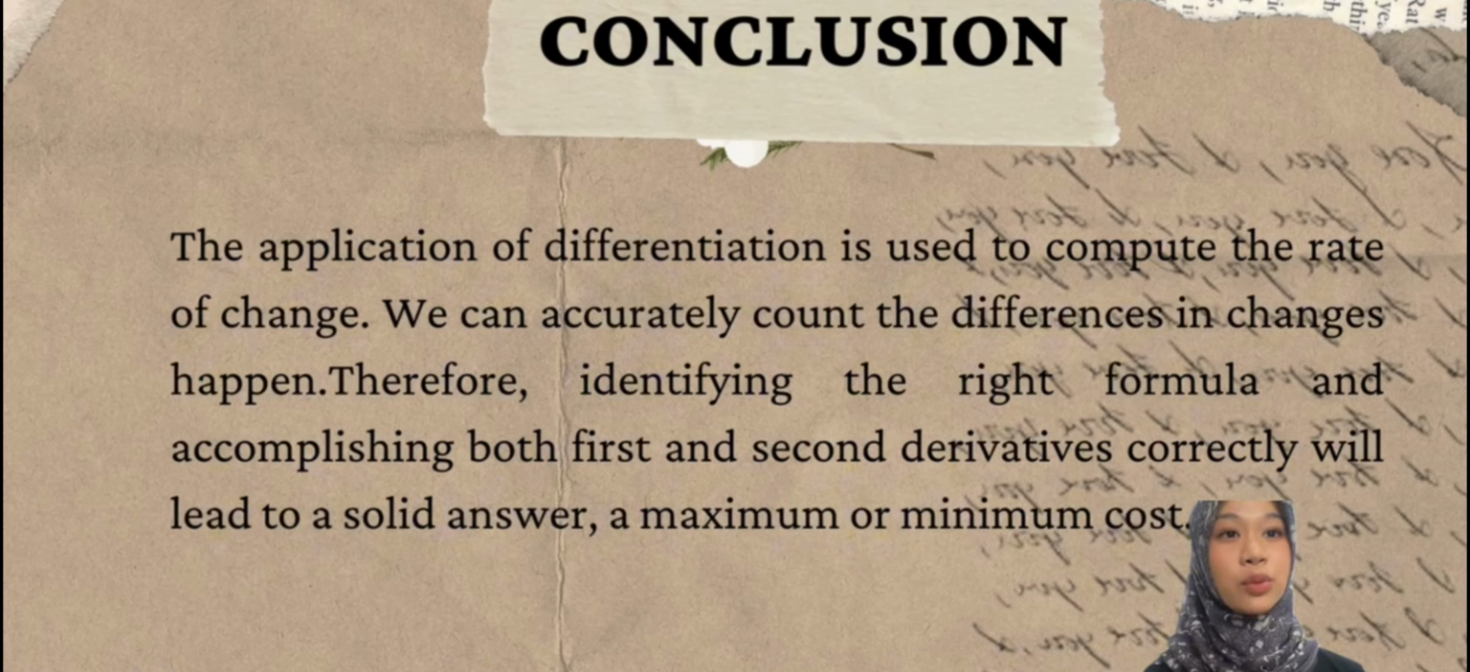The conclusion is, the application of differentiation is used to compute the rate of change. We can accurately count the differences in changes that happen. Therefore, identifying the right formula and accomplishing both first and second derivatives correctly will lead to a solid answer, a maximum or minimum cost.